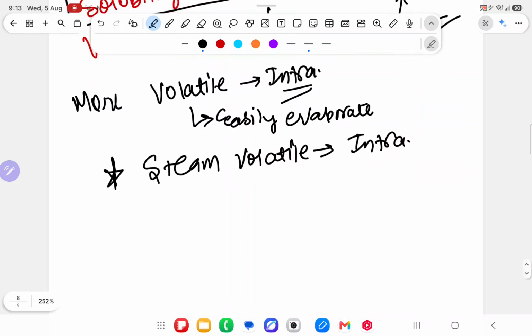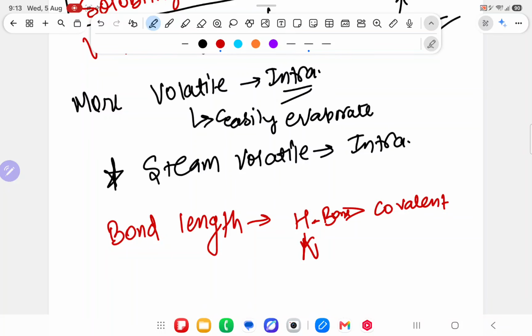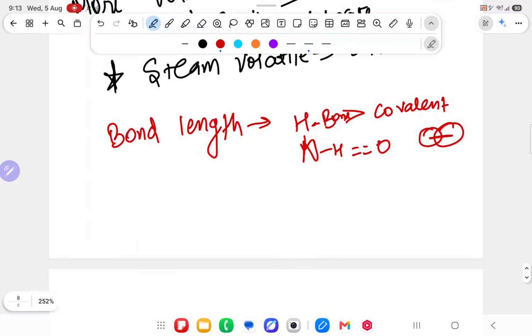Understood the point? Sure, short. Now if sometimes they ask which has more bond length, the hydrogen bond has more bond length than the covalent bond. Why, sir? In a hydrogen bond, H dash dash O, there is this much gap, and in a covalent bond, this much. So obviously the bond length of a hydrogen bond is more than a covalent bond.